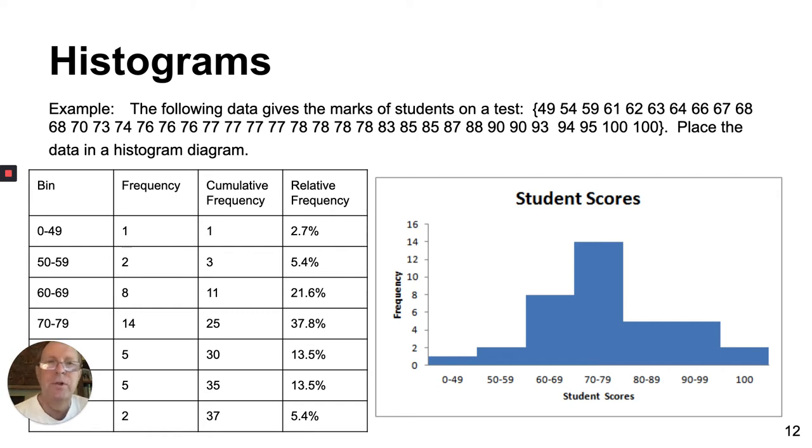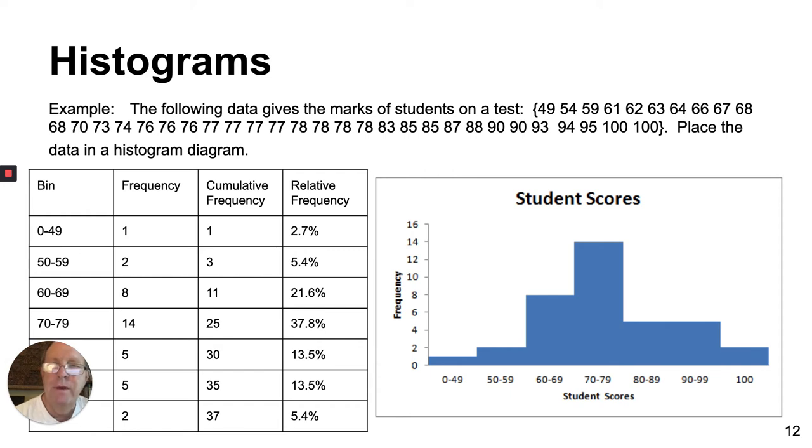My data scores run from a low of 49 to a high of 100. The frequency distribution is in the second column. The cumulative frequency distribution is in the third column, and basically that's a running total of the frequency distribution. And the relative frequency: since I have 37 total scores, it is calculated as follows. In the first row, I have 1 divided by 37, which is 2.7%. In the second row, I have 2 divided by 37, that's 5.4%. In the third, I have 8 divided by 37, that's 21.6%.